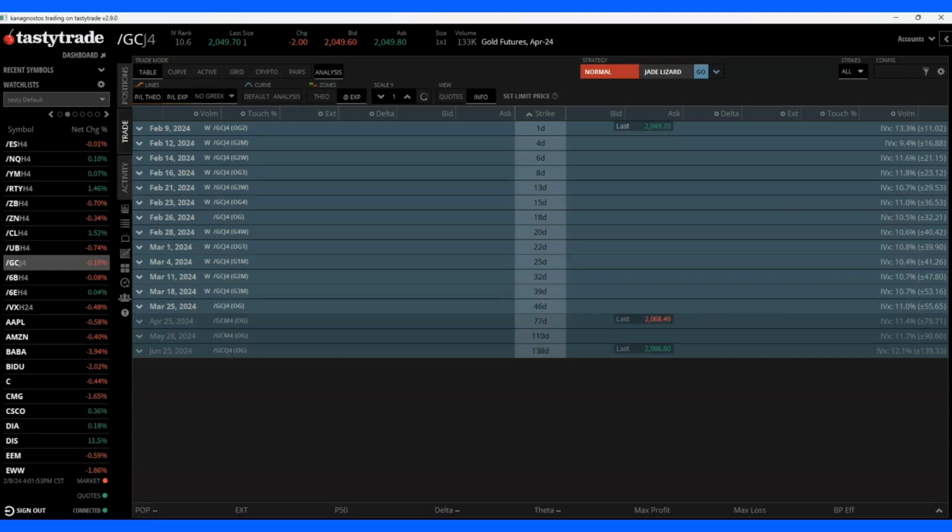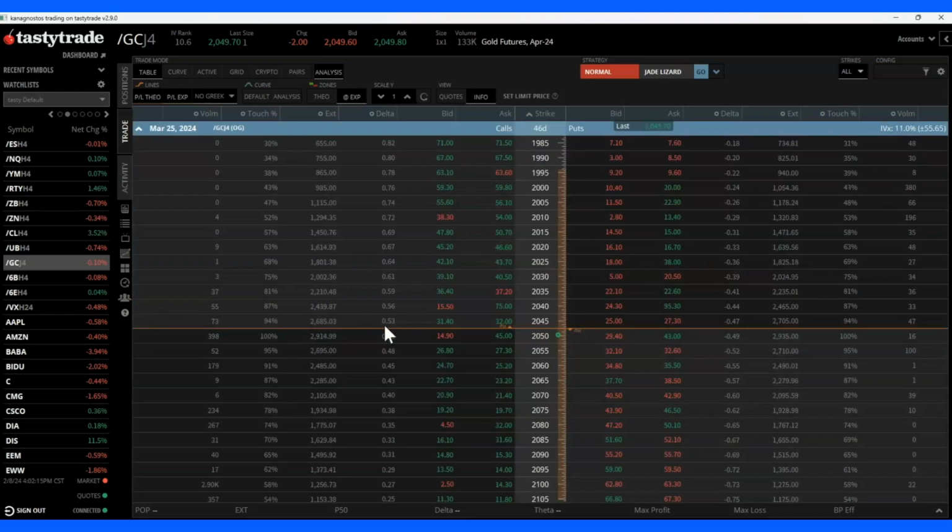So here is gold futures loaded into tastytrade. IV rank is 10.6. That's relatively low. However, it is difficult to do a neutral strategy with long premium. So we're going to look at short premium in this March 25th expiration cycle and see if we can collect enough. March 25th aligns with the end of our current daily cycle.